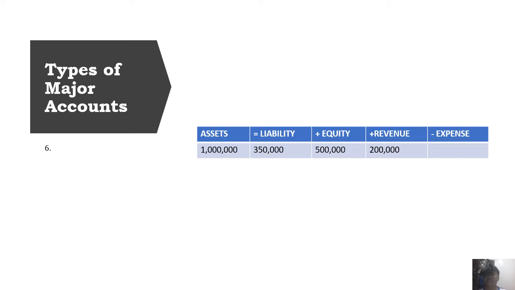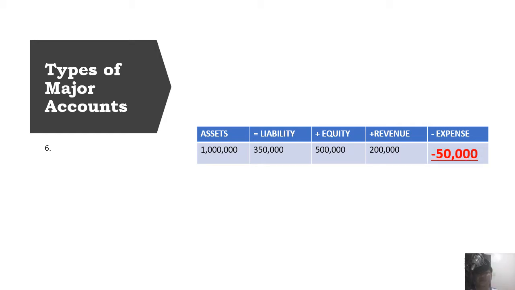Last item for this review, number 6. If asset is 1 million and liability is 350,000, while equity and revenue amounts to 500,000 and 200,000 respectively, how much is your expenses? The correct answer is 50,000. So the expense should be 50,000.